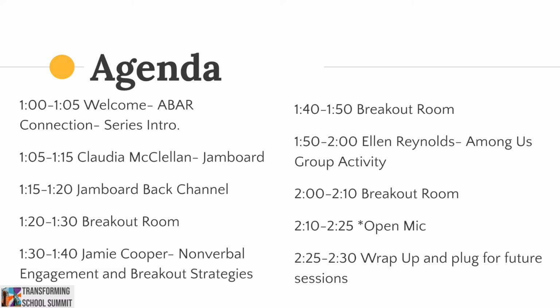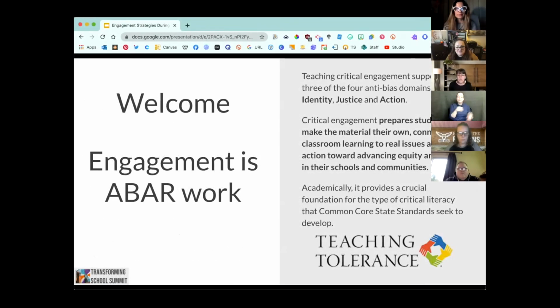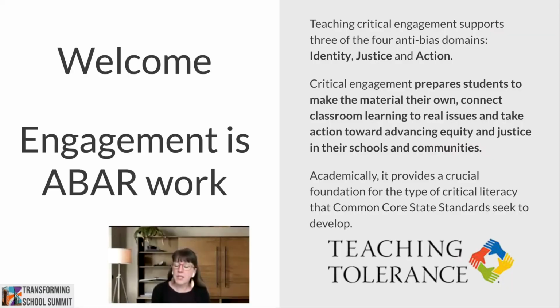Hi, my name is Kristen McCartney, and I have the honor of welcoming you. We wanted to center what we're talking about today in our ABAR work. Teaching critical engagement helps to support 4 of Teaching Tolerance's anti-bias domains: identity, diversity, justice, and action. Engagement helps prepare our students to make the material their own, to connect what they're learning in class to real-world issues. It helps value what our students know, and encourages them to take action towards advancing equity and justice in their school and community.